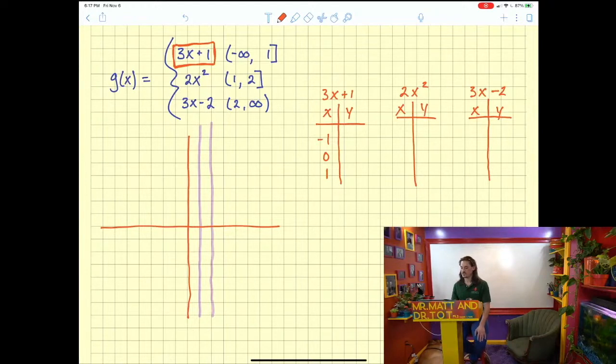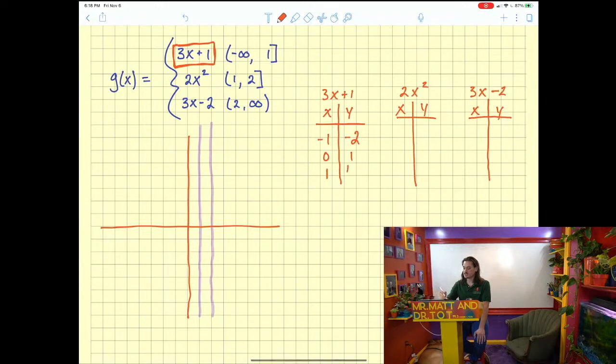So when x is equal to negative 1, we get 3 times negative 1 plus 1. 3 times negative 1 is negative 3. Negative 3 plus 1 is negative 2. Substituting 0 in, 3 times 0 plus 1. 3 times 0 is 0, plus 1 is 1. Substituting 1 in for x, 3 times 1 plus 1, 3 times 1 is 3, 3 plus 1 is 4.